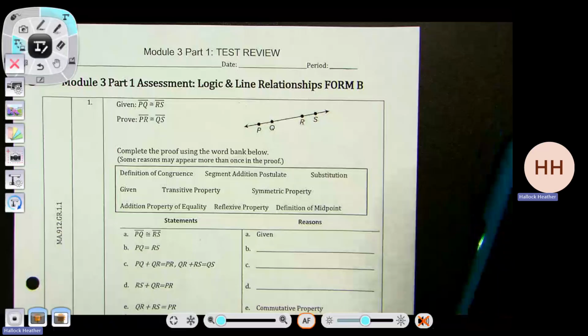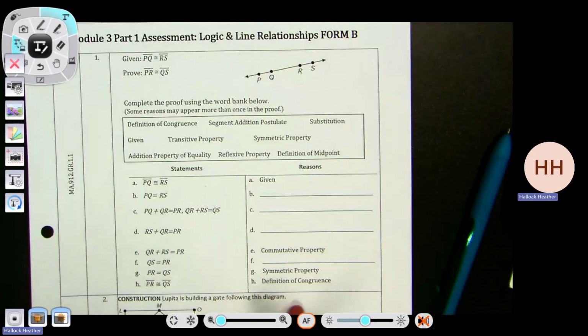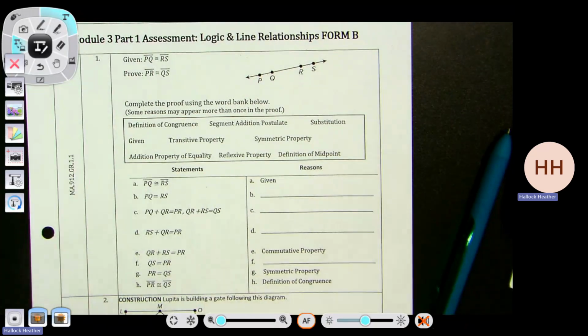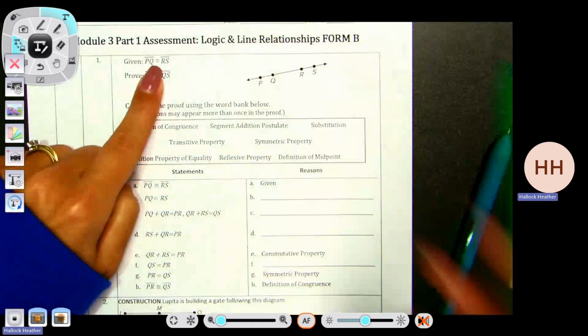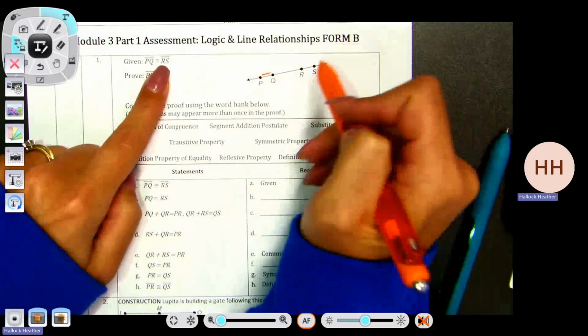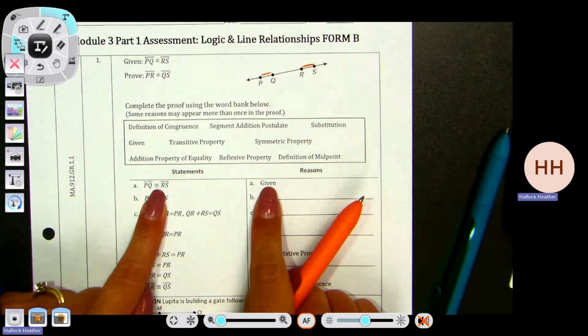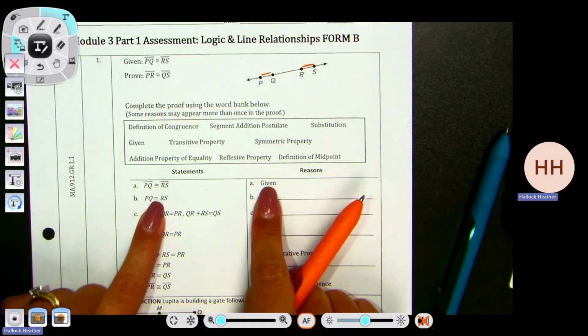Number one. The only thing is this gives you extra options, so I would make sure you think about it really hard because you can't use process of elimination. It says given PQ is the same as RS. That's going to be given. They give us that.